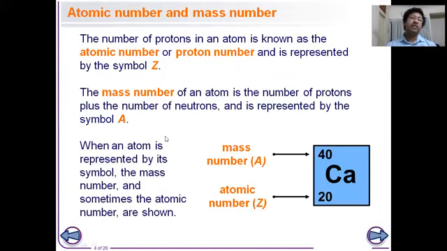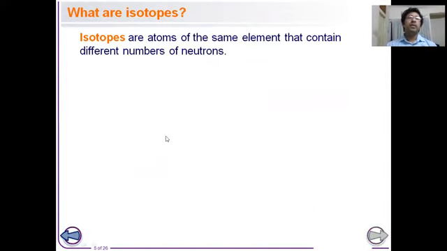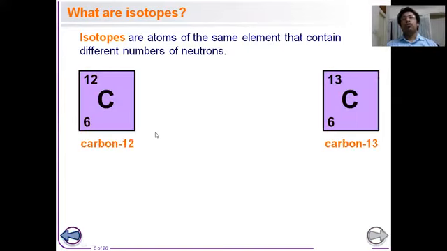Okay, I'm going to change the slide again. Now, isotopes. Isotope is a very important characteristic of atoms. Isotopes are those atoms which have the same number of protons but different numbers of neutrons. As the number of protons is the same, as we can see in the figure, they are atoms of the same element.